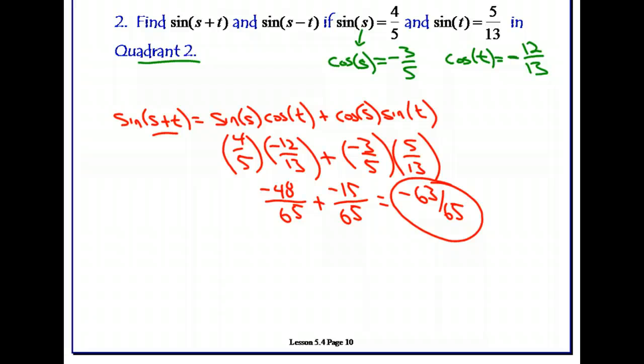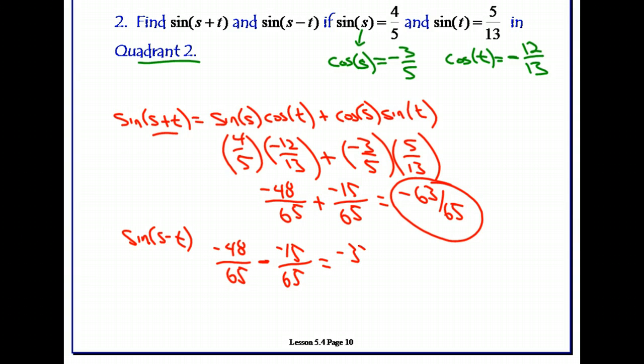How would this be any different if it was the sine of s minus t? Well, you'd still get that -48 over 65, except it'd be minus -15 over 65. And you know minus a negative is like plus. So that'd give you -33 all over 65. And that's about as tricky as you can make these problems with the formula. And that completes lesson 5.4, and that actually completes chapter 5.